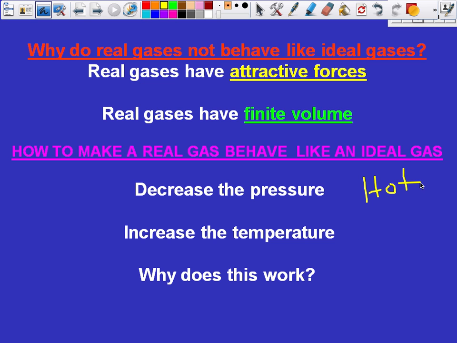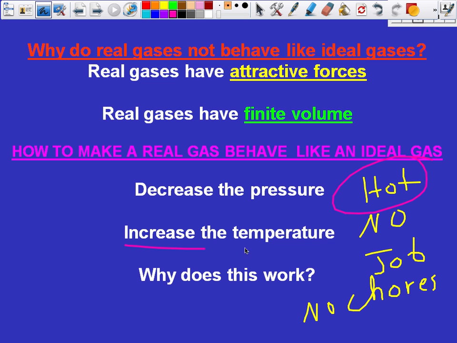The second thing you're probably going to say is no job. And the third thing you're probably going to say is no chores. Well, if I'm explaining that in terms of chemistry, I would say you've got high temps. So again, let's read this one more time: how do I make a real gas, a real person, have a perfect summer, an ideal gas? Well, I'm going to heat them up.